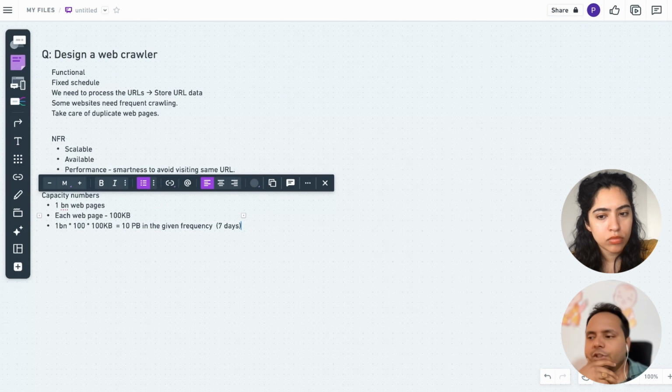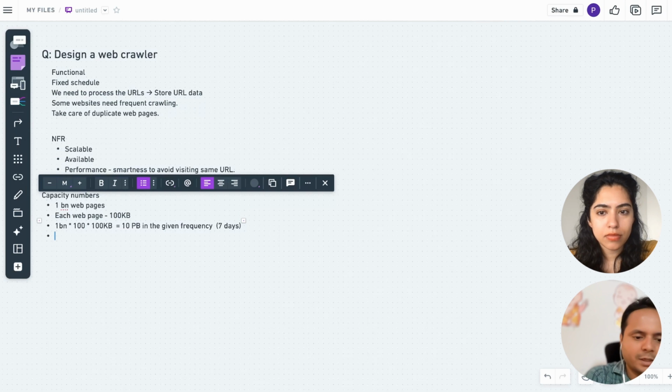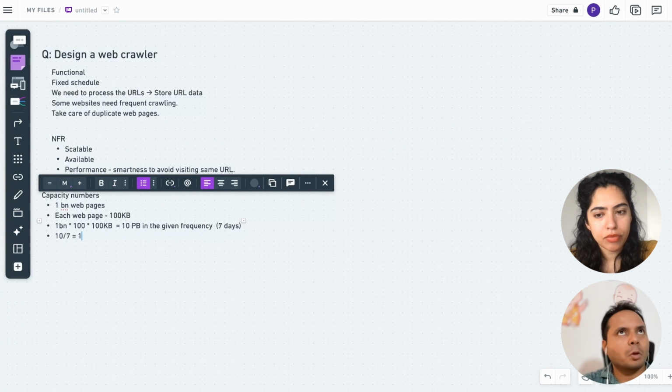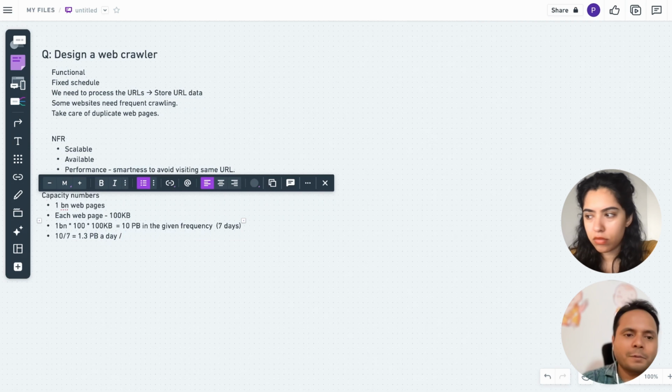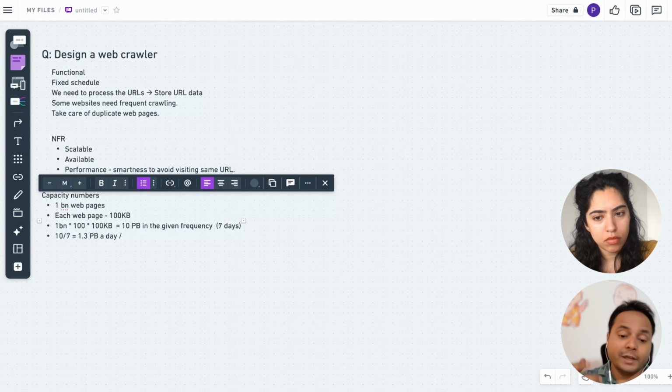So that's the storage. Now, there are around 52 weeks in a year. I would take this down to 10 petabytes in 7 days, so I will just divide it by 7. That would come up to somewhere around 1.3 petabytes a day, actually.